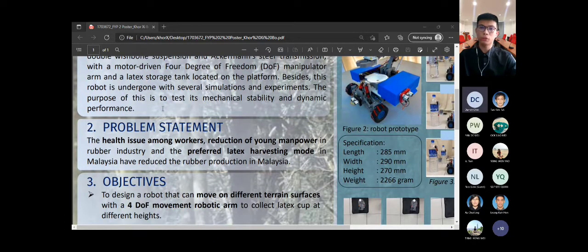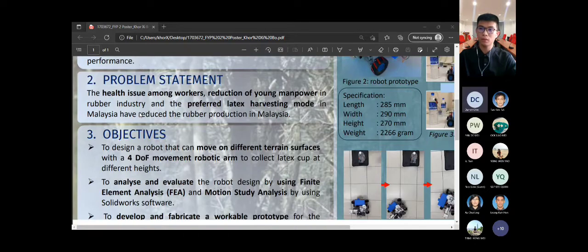But what leads to the intention of this project? This is because rubber production around the world has reduced in recent years, especially in Malaysia. This is mainly caused by health issues among the rubber workers, the reduction of young manpower in the rubber industry, and also the preferred latex harvesting mode in Malaysia. So the involvement of robots in the latex harvesting process can help to improve the current situation.